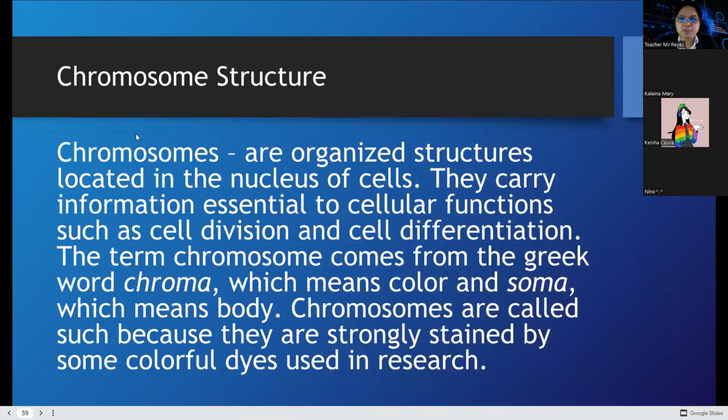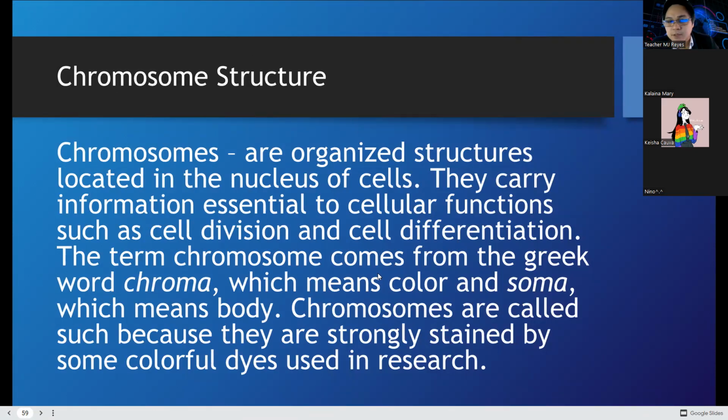Let's move now to chromosome structure. Let's take a look at the structure of the chromosome. Chromosomes are organized structures located in the nucleus of the cell. They carry information essential to cellular functions such as cell division and cell differentiation.